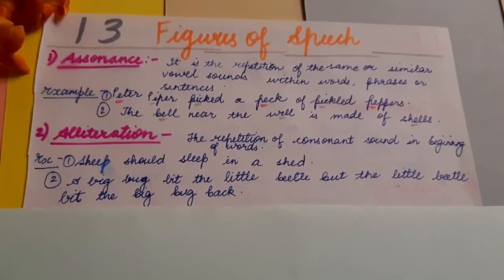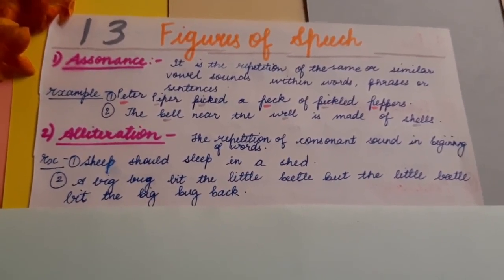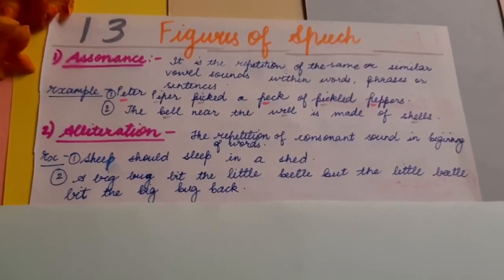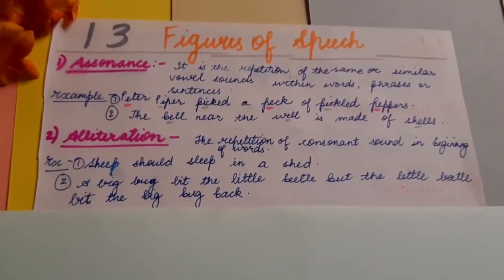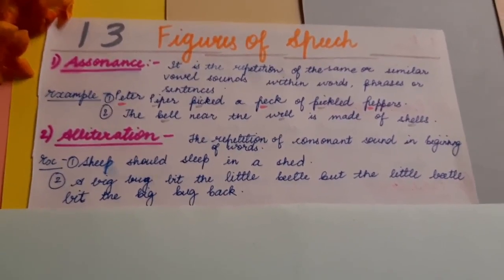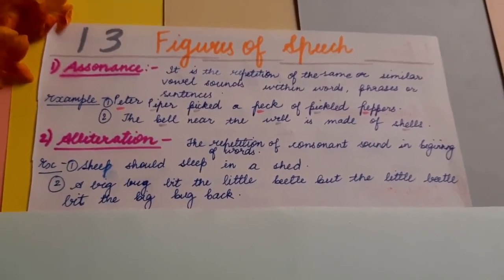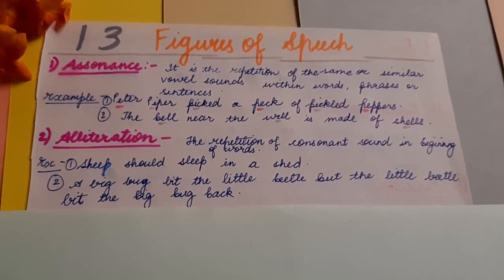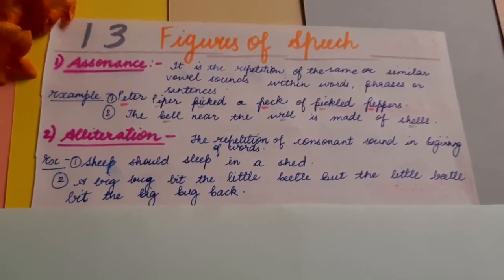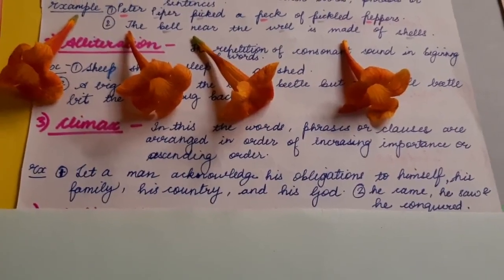Example number 1, sheep should sleep in a shed. So you can see the repetition of S consonant in the starting of almost every word. Sheep, should, sleep, shed. Example number 2, a big bug with little beetle, but little beetle with the big bug back. So here it is the repetition of the consonant B. Third one, we have climax.